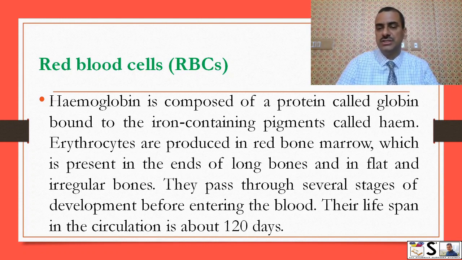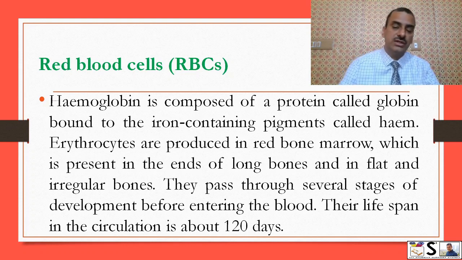Erythrocytes are produced in red bone marrow, which is present in the ends of the long bones and in flat as well as in irregular bones. They pass through several stages of development before entering the blood. Their lifespan in circulation or blood is about 120 days.